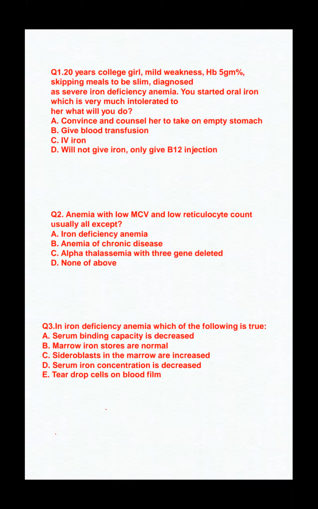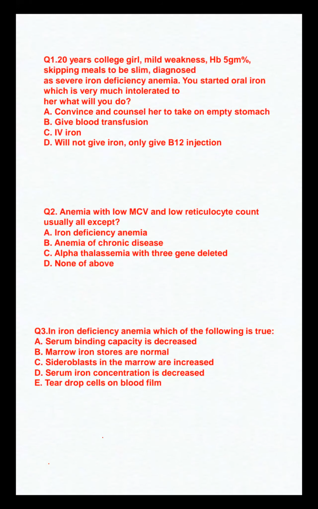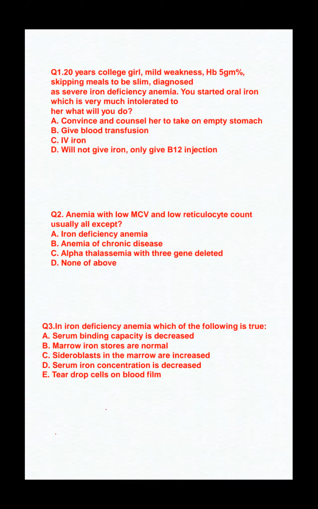Yes. Thank you. The third question will be discussed with me, Dr. Priscilla. Yes, ma'am. In iron deficiency anemia, which of the following is true? A. Serum binding capacity is decreased. B. Marrow iron stores are normal. C. Sideroblasts in the marrow are increased. D. Serum iron concentration is decreased. E. Teardrop cells in the blood film. I think it's D, serum iron concentration is decreased.